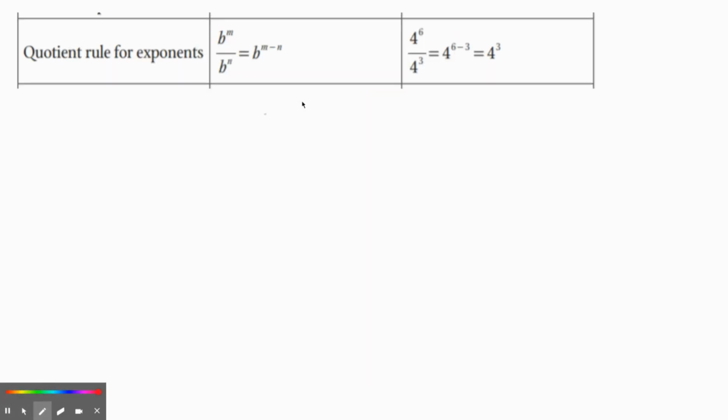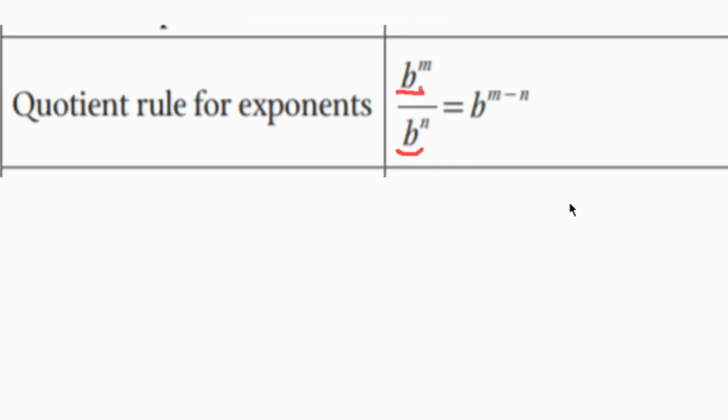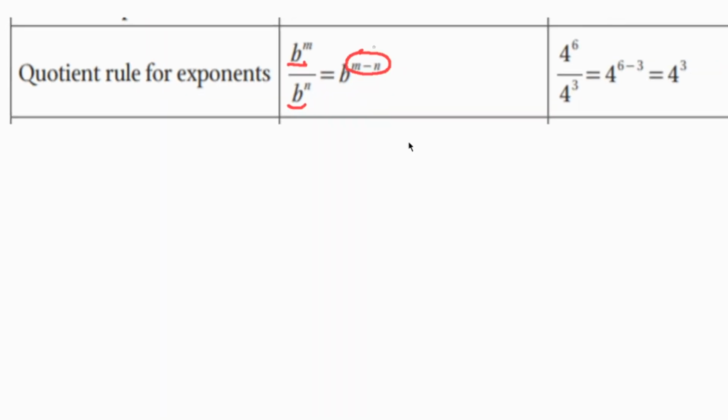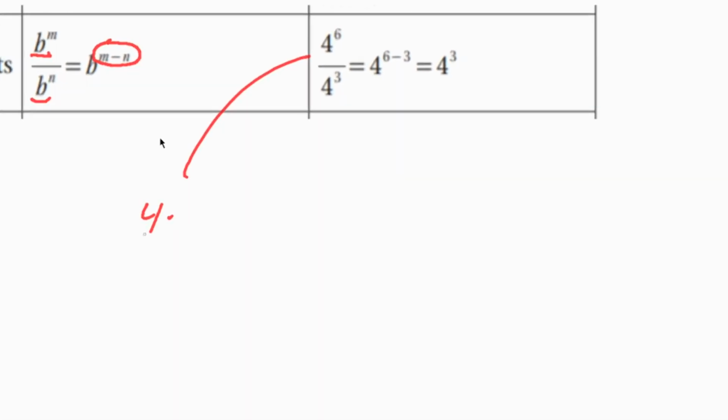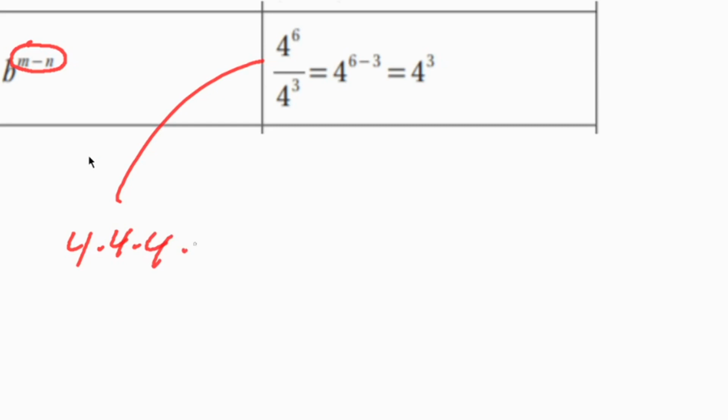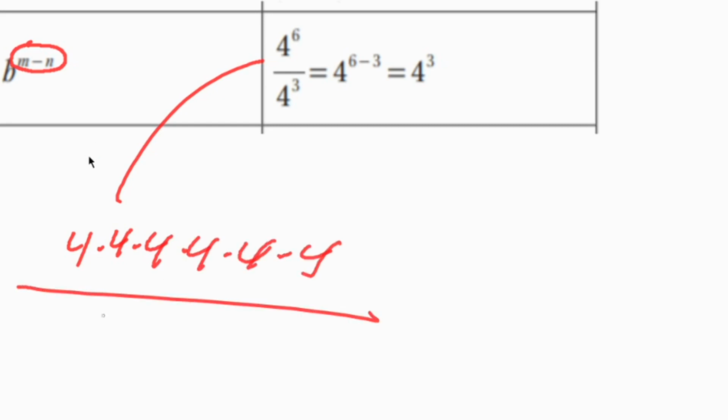The next one's called the quotient rule for exponents. Now remember, if we have the same base and we were multiplying them, we were adding the exponents, but now that we're dividing, wouldn't it make sense to subtract the exponents? Again, an easy way for me to remember how this works is I will actually write out 4. This is 4 to the 6th power, so it's 4 times 4 times 4 times 4 times 4 times 4 all over 4 to the third power, which is 4 times 4 times 4.